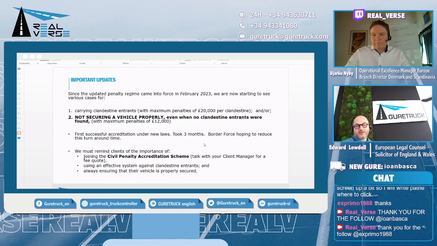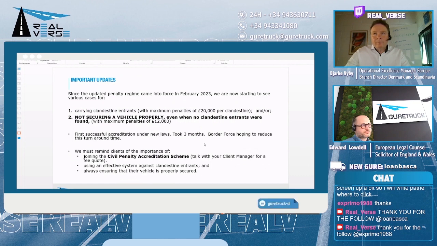So absolutely independent of clandestines, if you go to the UK and your vehicle is not secure, you could face a huge risk here. So clients really need to be aware of that fact.